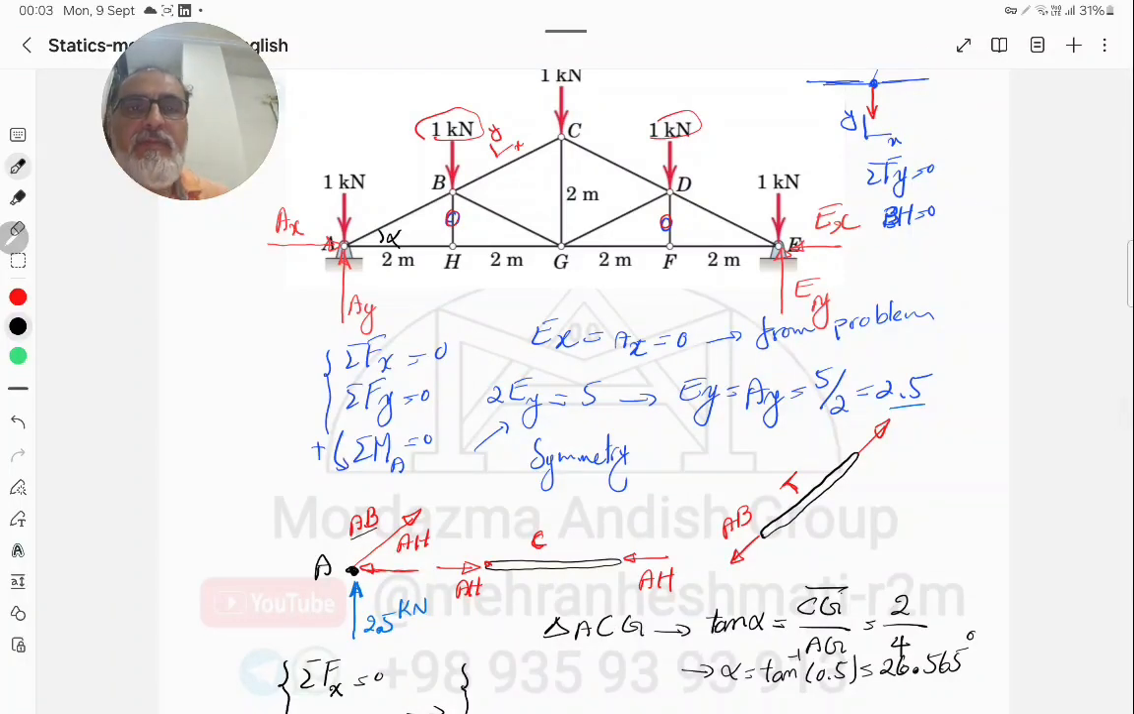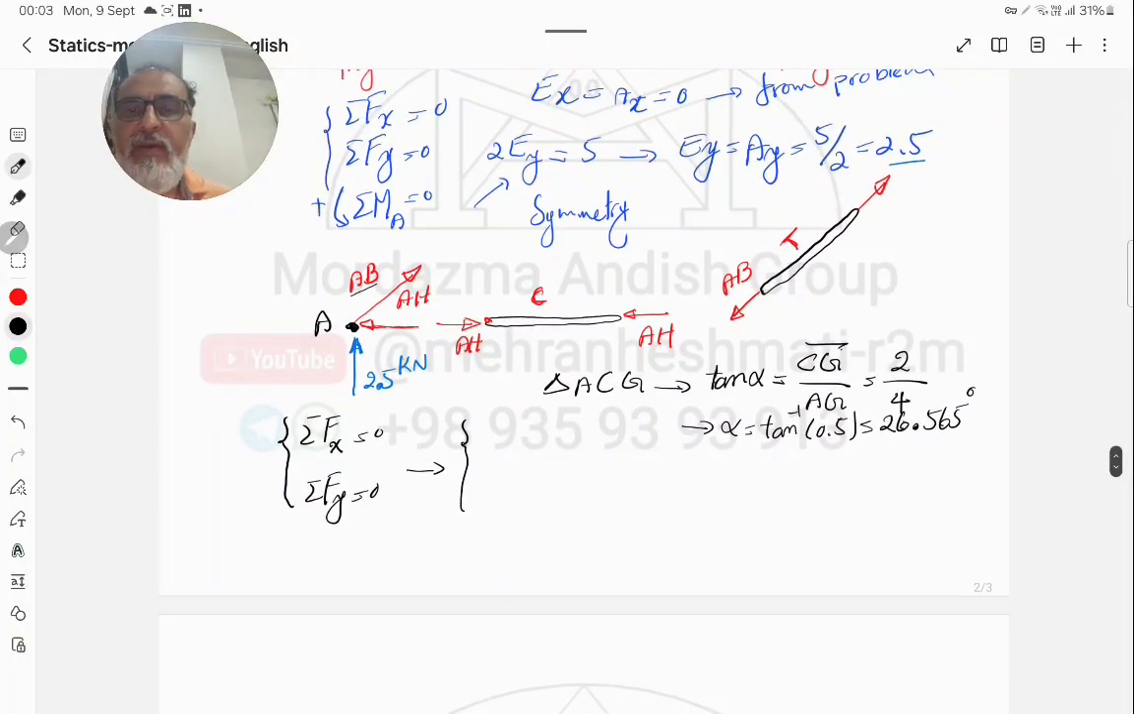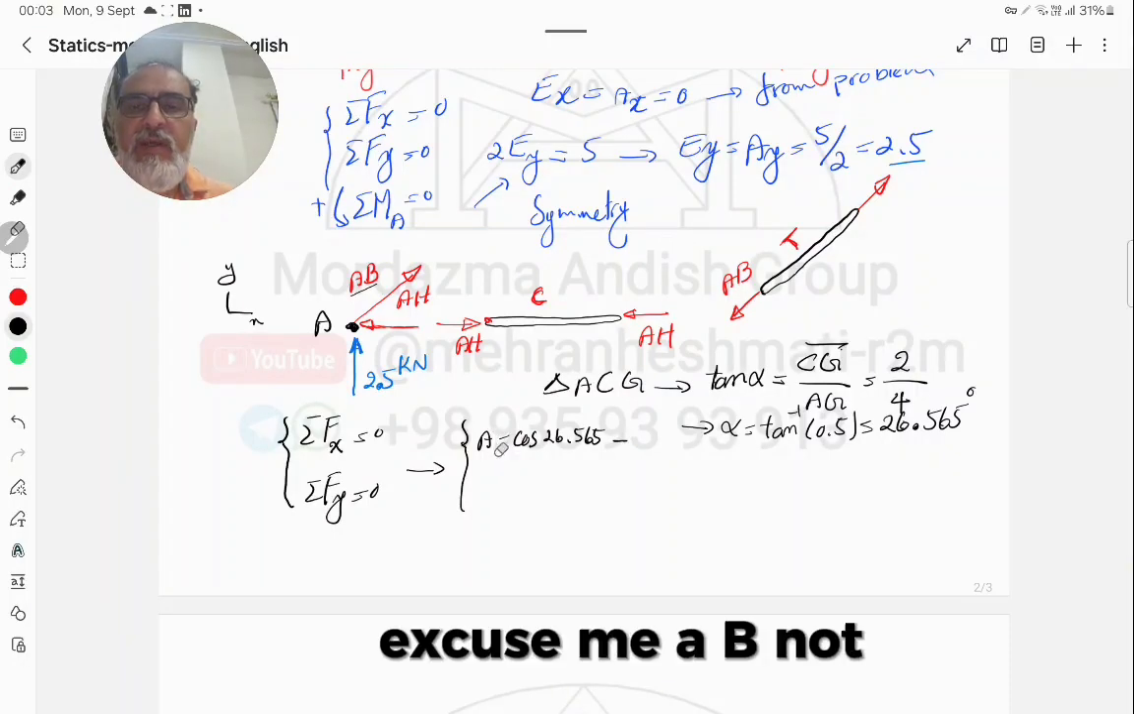Here we have x and y. The summation of x means AH cosine of alpha, or 26.565 minus, excuse me, AB, not AH.